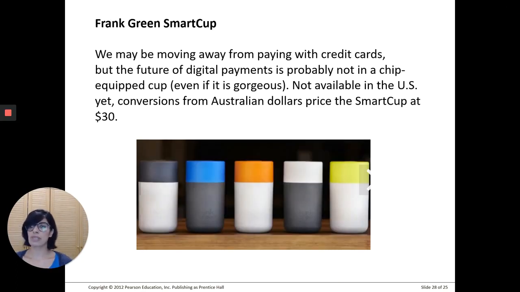The Frank Green Smart Cup. So we might be moving away from paying with credit cards, but the future of digital payments is probably not in a chip-equipped cup. This smart cup has an Australian dollar price of $30, but actually nobody's really using it.